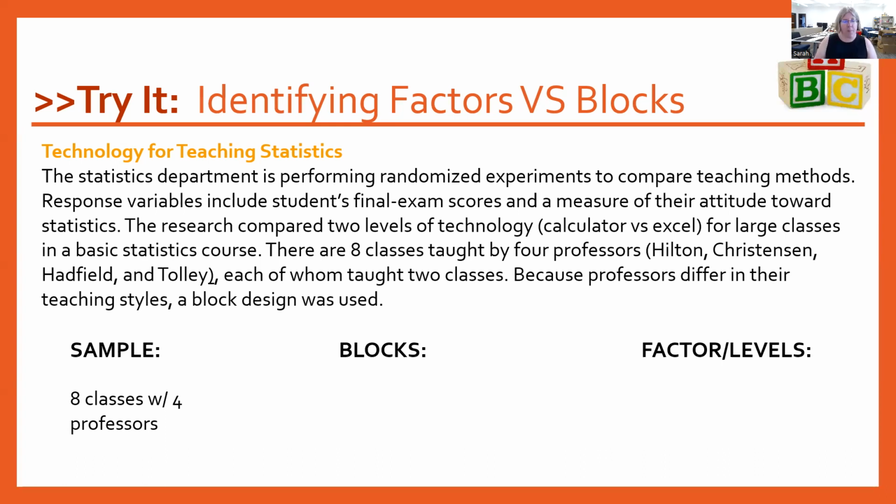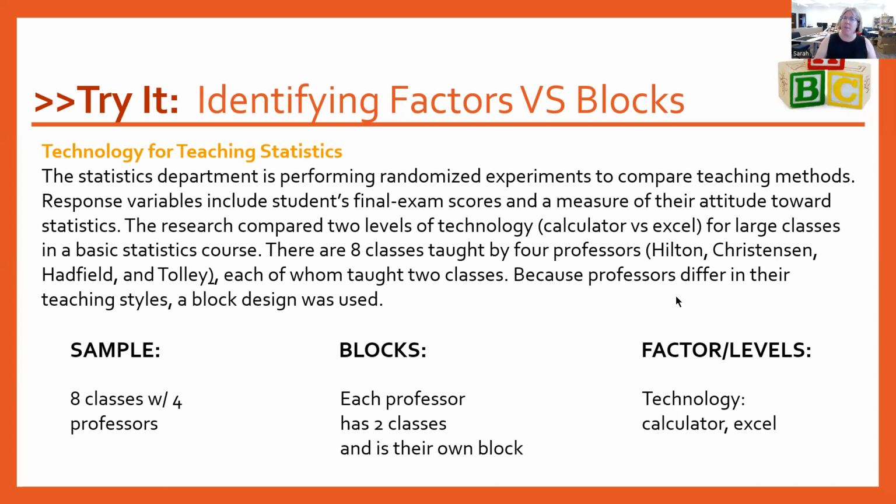So that's going to tell me my factor and levels are this calculator and Excel. And then if I back up a little bit, now I want to think about those blocks and how those 4 professors are going to fit together into those blocks. So if my sample is 8 classes with 4 professors, I'm going to do my blocks as each professor and the 2 classes they're teaching. So my blocks, each professor has 2 classes. So I'll have 4 blocks here, one for each professor. And then their 2 classes, one will be randomly assigned to a calculator and one is randomly assigned to Excel.